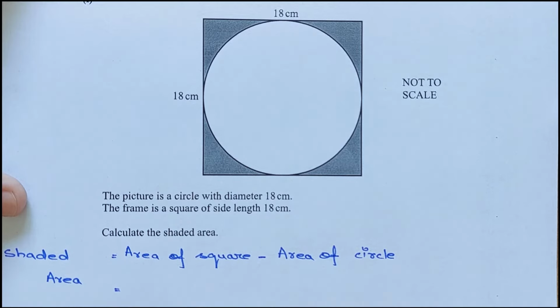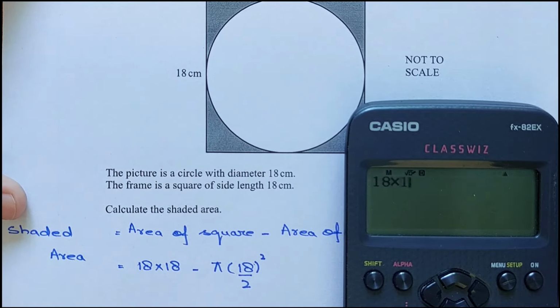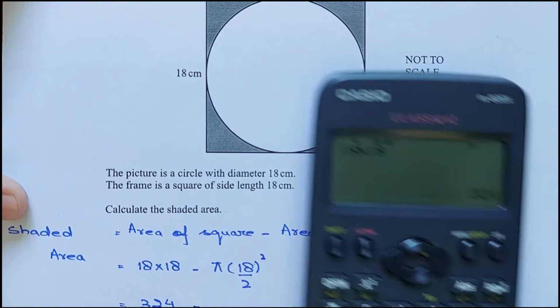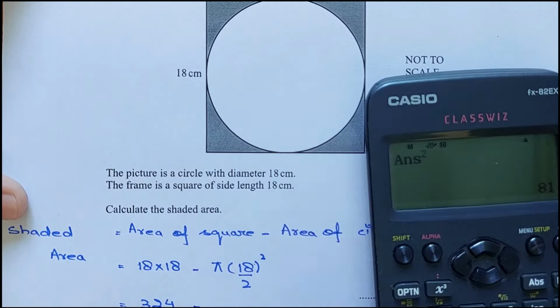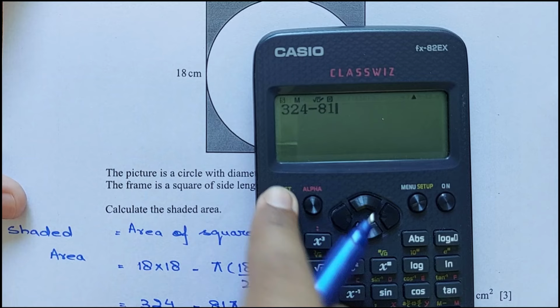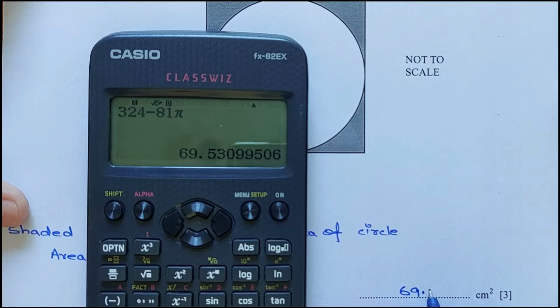Area of a square is 18 times 18, minus area of a circle, which is pi times radius squared. Now, the radius is 18 divided by 2. Half of a diameter is the radius. So 18 times 18 is 324. Subtract half of 18, which is 9. 9 squared is 81 pi. 324 subtract 81 pi is 69.5 centimeters squared.